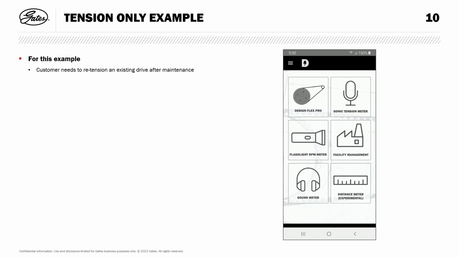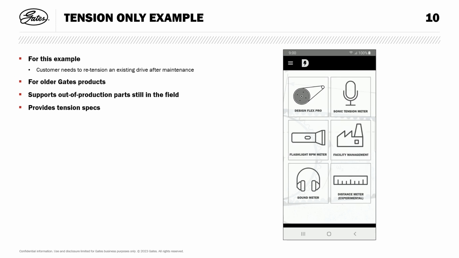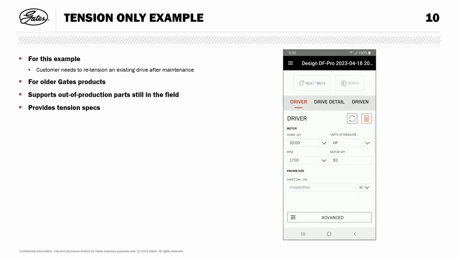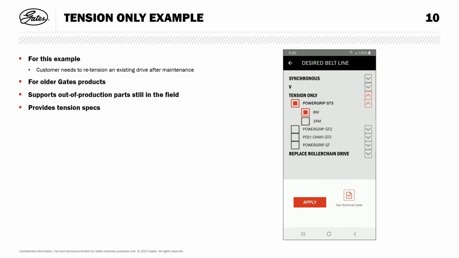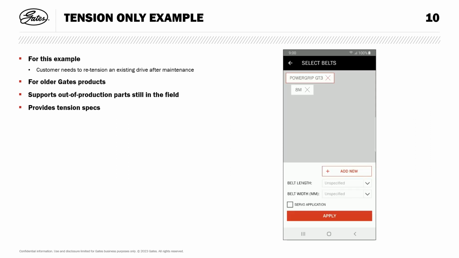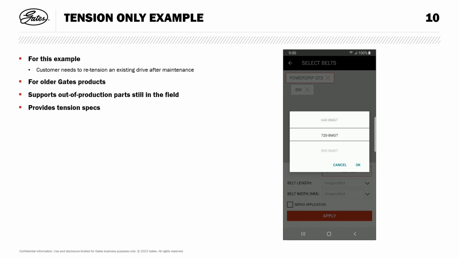This feature is useful if you're working with a product that Gates no longer makes. We do still support it here with tension specifications within our software tools. I'll tap DesignFlex Pro. Again, I'll hit Clear and select belts. I'll tap Tension Only, expand Power Grip GT3 and check 8M. Again, just a previous generation product for us. This belt is 1760 millimeters long.